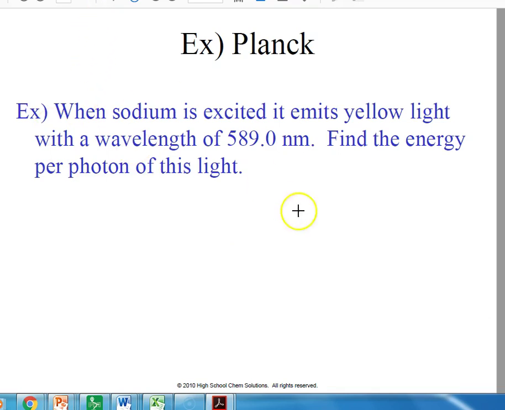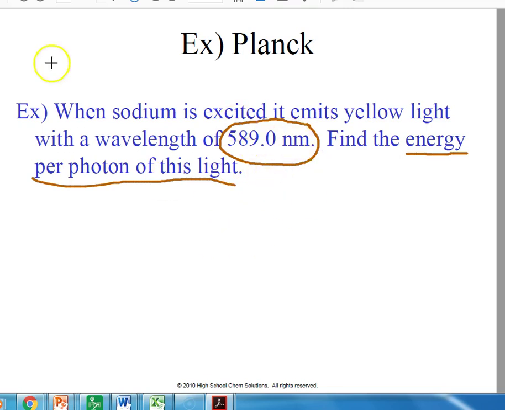So we have an example where sodium, the metal, is excited and emits a yellow light, and that wavelength of light is 589 nanometers. Now, if we've done the flame test lab already, then we saw an example of this, and if not, then we will. Certain metals, when they're heated, their electrons are going to move to a higher level, and then when they fall back down, they're going to give off light. And in the case of sodium, it emits a light with a wavelength of 589 nanometers. We want to find the energy of this light.